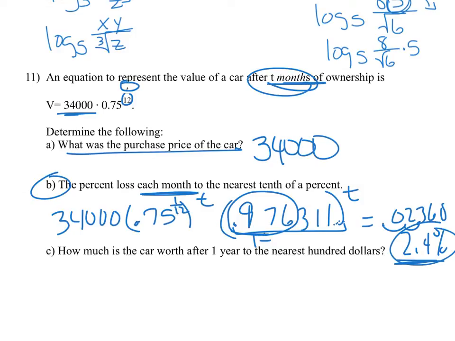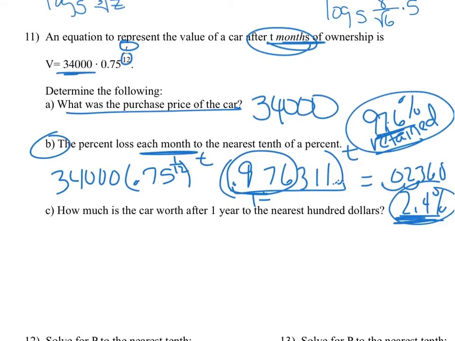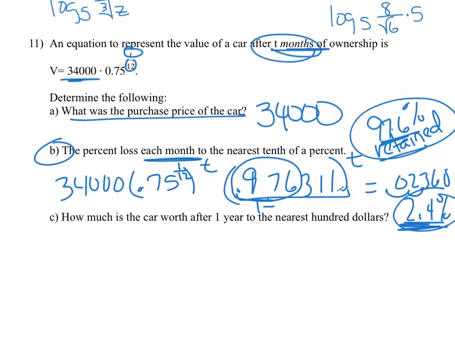97.6% is the amount that is retained. So the car retains 97.6% of its value, and it loses 2.4% of its value. It's good to know. And how much is the car worth after 1 year?